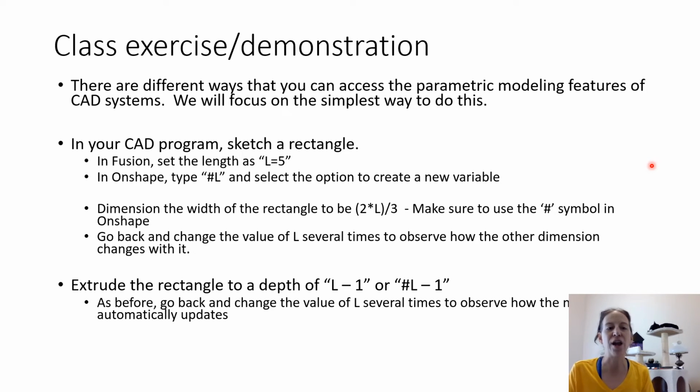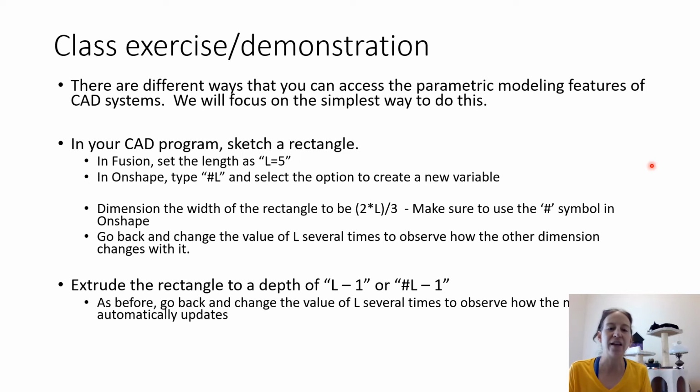Now in Onshape, you have to type the pound symbol or hashtag. I usually say pound though. So the pound symbol and then L, and then there's an option that pops up that says create new variable. You're going to pick that, and then you're going to assign that variable to be 5. If that is confusing and you're doing this from home, please go look at the demo video and you'll see how I do it.